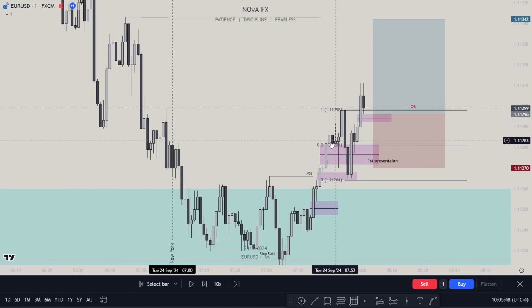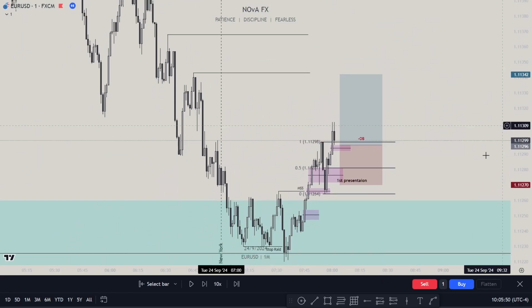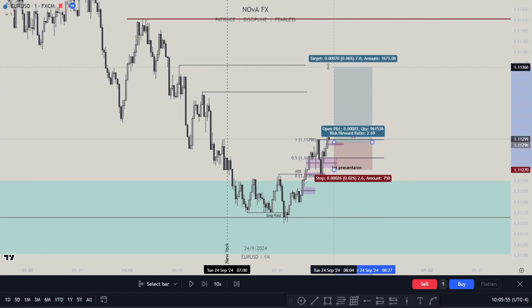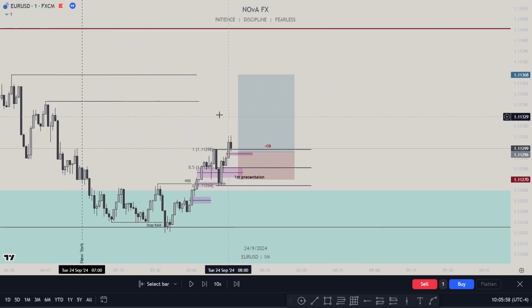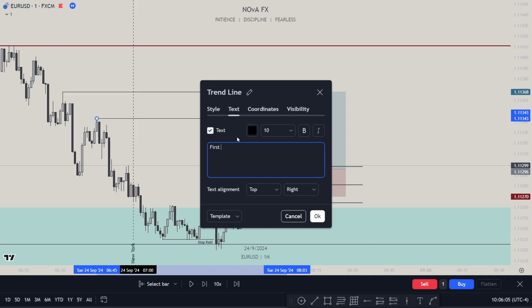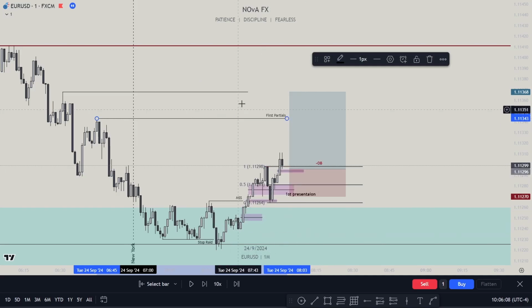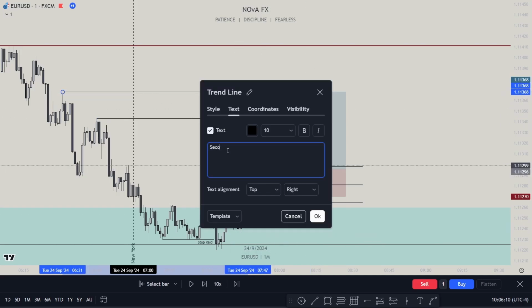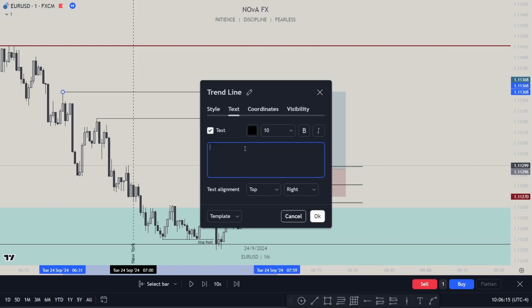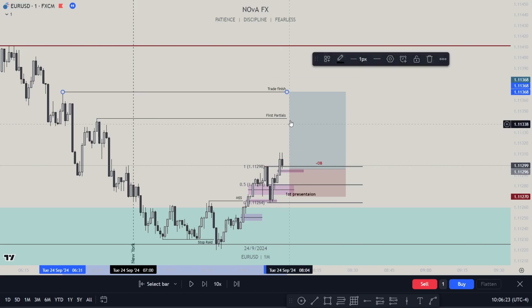Also, one thing is that we need to understand that, for instance, let's, you know what we can do is we can take our first partials here. So we can just write here first partial. So we just write here first partials. It's gonna be second partials. Oh, my bad. So it's gonna be trade finish basically. That's our target and the first partials here.